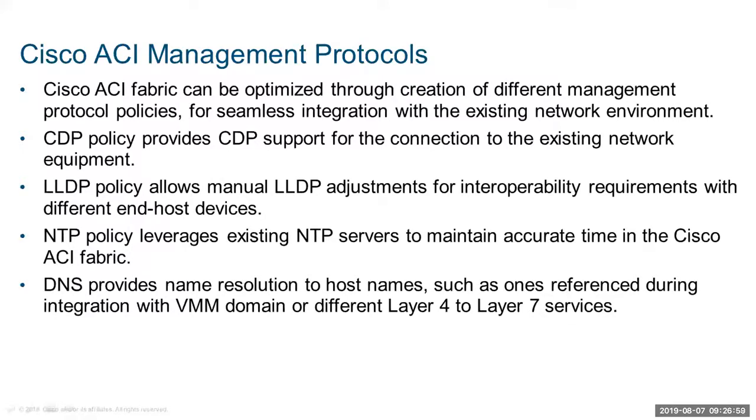LLDP is needed for fabric discovery. So it goes without saying that by default, LLDP is enabled on the fabric. Sometimes you might need to disable LLDP. An instance would be when you're connecting your UCS blade server, that means UCS FIs to the leaf switch, you would need to disable LLDP. Again, Cisco recommends that you create two policies, one with LLDP enabled, one with LLDP disabled, so you can use them in policy groups later on.